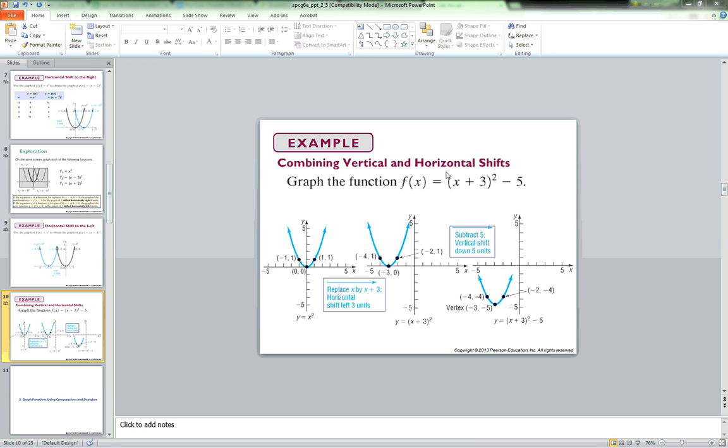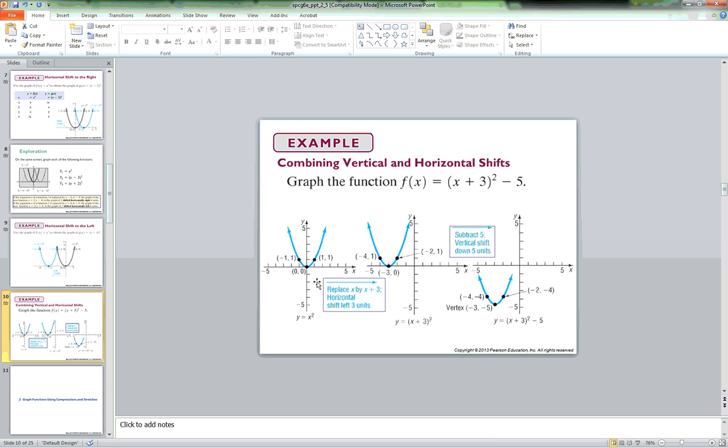So in this case, we'll have a horizontal shift 3 units to the left and a vertical shift 5 units down. So you start with your parent function, shift it left 3 units, which moves the vertex over 3 units, and down 5 units. So now our parabola is over to the left 3 and down 5.